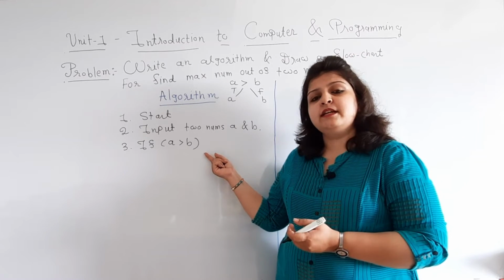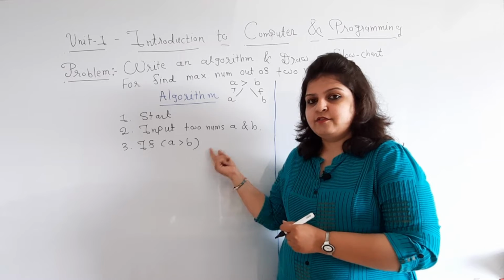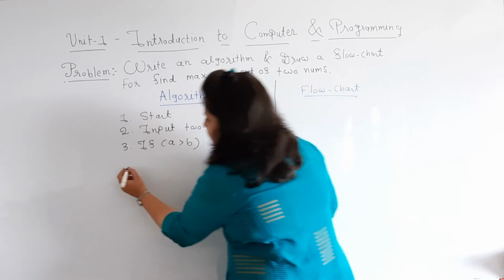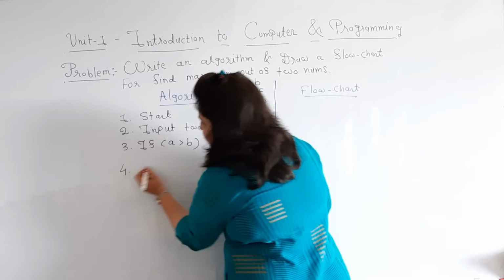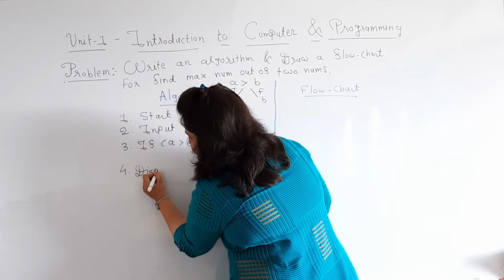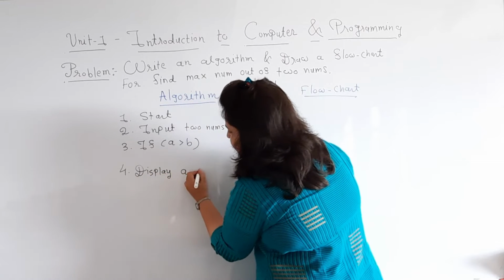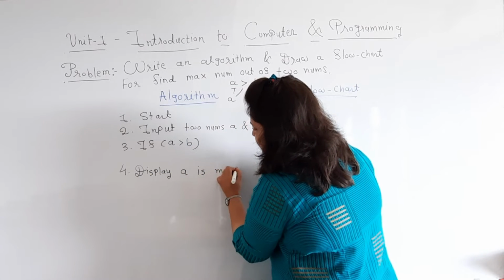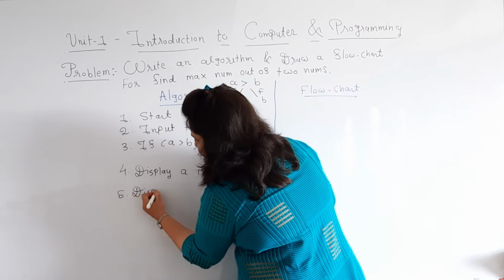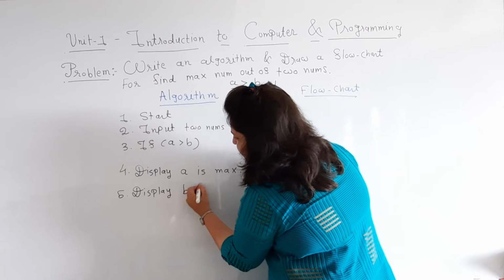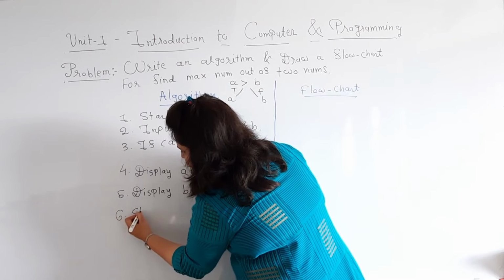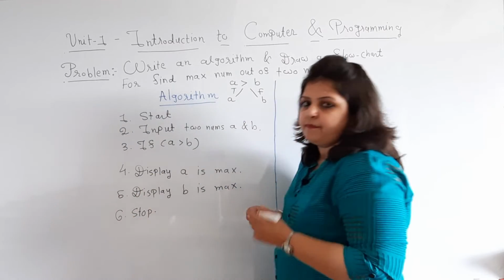Now either this condition will be true or false. So our two outputs will be generated. First of all, if this condition is true, then display A is max, and the second output is display B is max, and our final statement is stop.